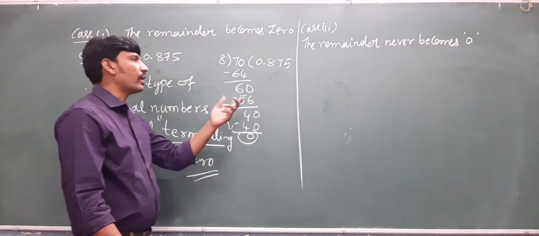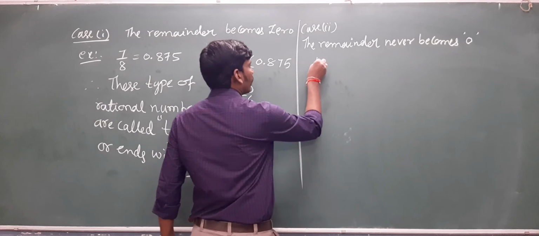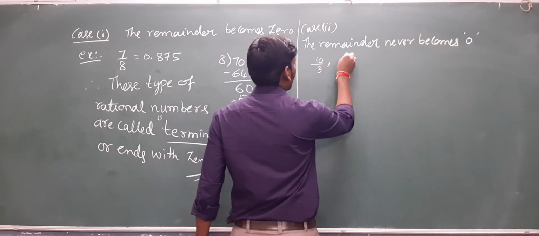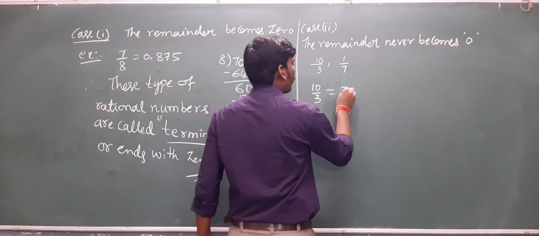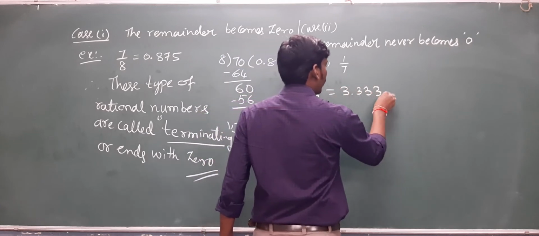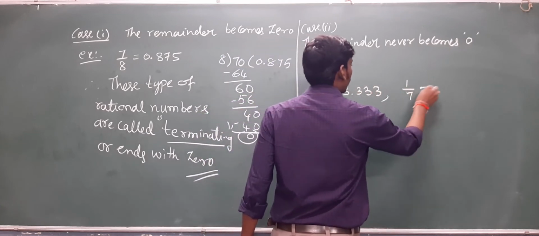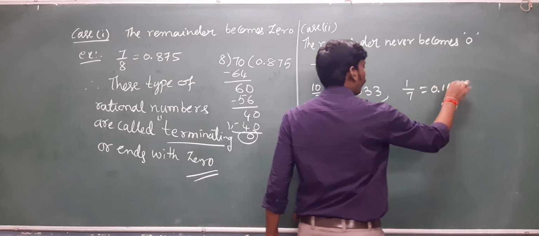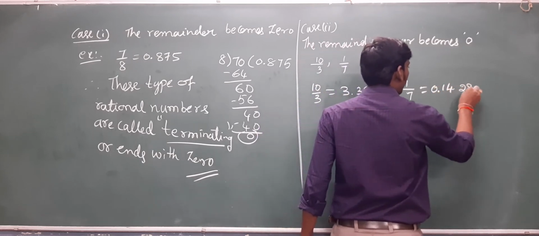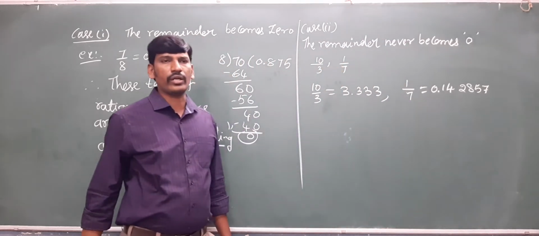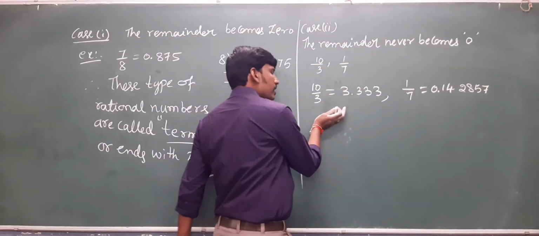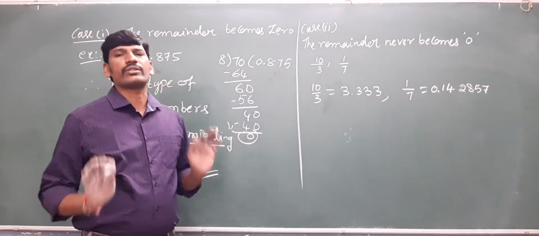Now coming to here, there are two examples: one is 10 by 3 as well as 1 by 7. In 10 by 3, the value will become 3.33333, and 1 by 7 we will get 0.142857. Clear? These are the repeated values. Now see this here. In this case the remainder never ends with 0.